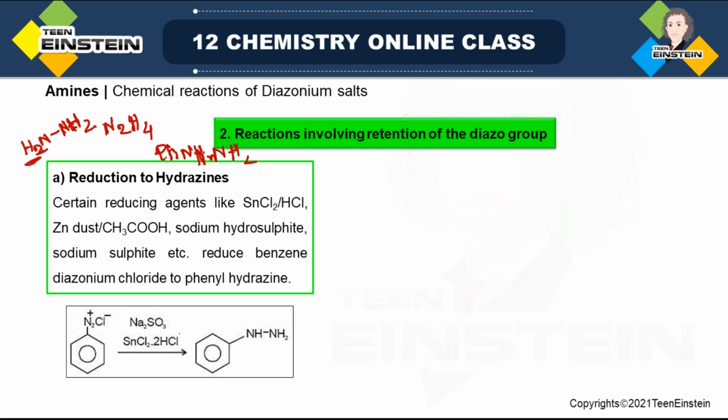What reducing agent can you use? You can use zinc dust in the presence of acetic acid. You can use SnCl2 in hydrochloric acid. Then sodium sulfite, Na2SO3, can also be used. You can also use sodium bisulfite, NaHSO3. So instead of taking Na2SO3, you can also use NaHSO3. But the final product is the same: at the NN triple bond part, 3 hydrogens are inserted. So finally we are getting PhNHNH2.